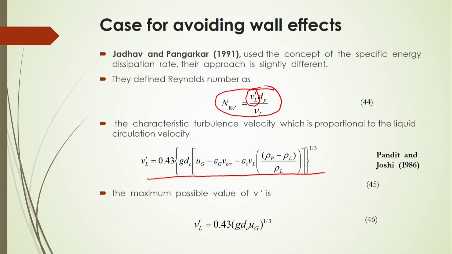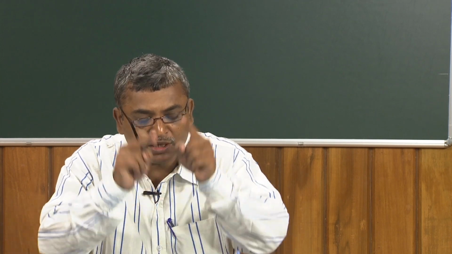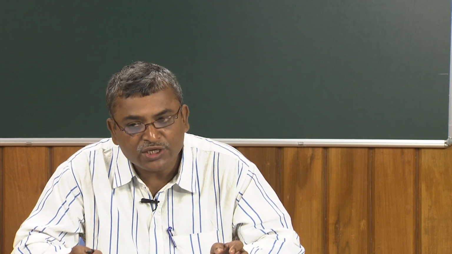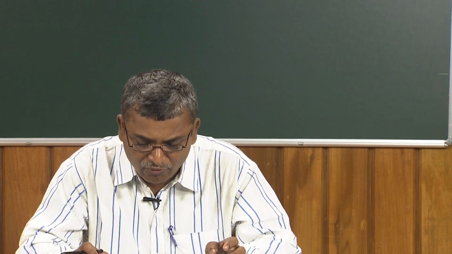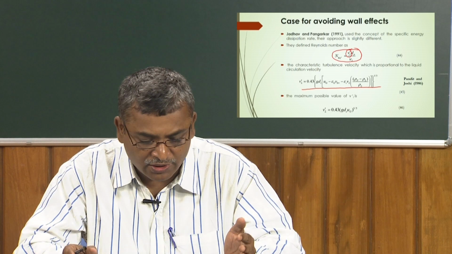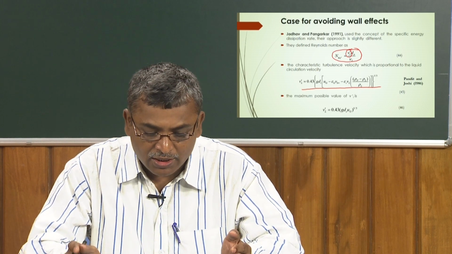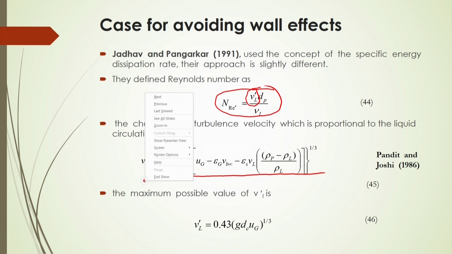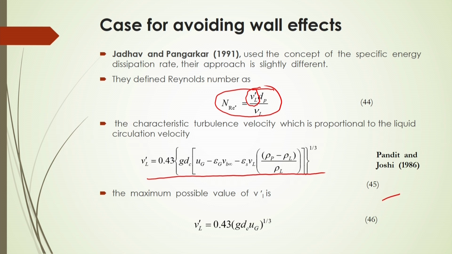So, as Pandit and Joshi have given in their theory, whenever liquid is moving inside the bed, even gas, liquid, solid in a bubbling fluidized bed, there will be internal circulation there, and there will be a change of liquid velocity. That circulation velocity of the fluid will give you the turbulence inside the bed. So, that turbulence velocity is proportional to the liquid circulation velocity inside the bed. That characteristic turbulence velocity can be represented by equation number 45, as per Pandit and Joshi 1986.